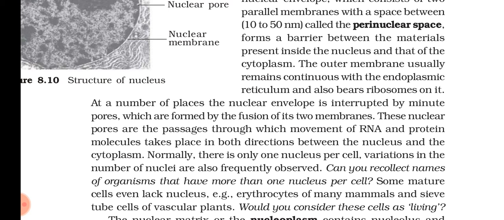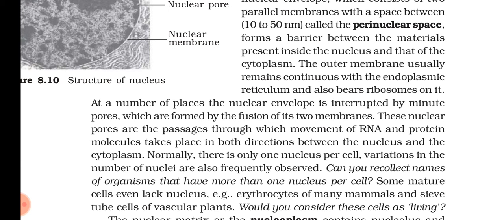The outer membrane is continuous with the endoplasmic reticulum, and you can see that there are pores, certain gaps within the nuclear membrane. They are known as nuclear pores, and these nuclear pores are very important for the passage of RNA and protein molecules in both directions, that is from nucleus to the cytoplasm and from cytoplasm to the nucleus. Various molecules have to be exchanged, and this takes place through the nuclear pores. Usually there will be only one nucleus per cell, but there are examples of cells having more than one nucleus.